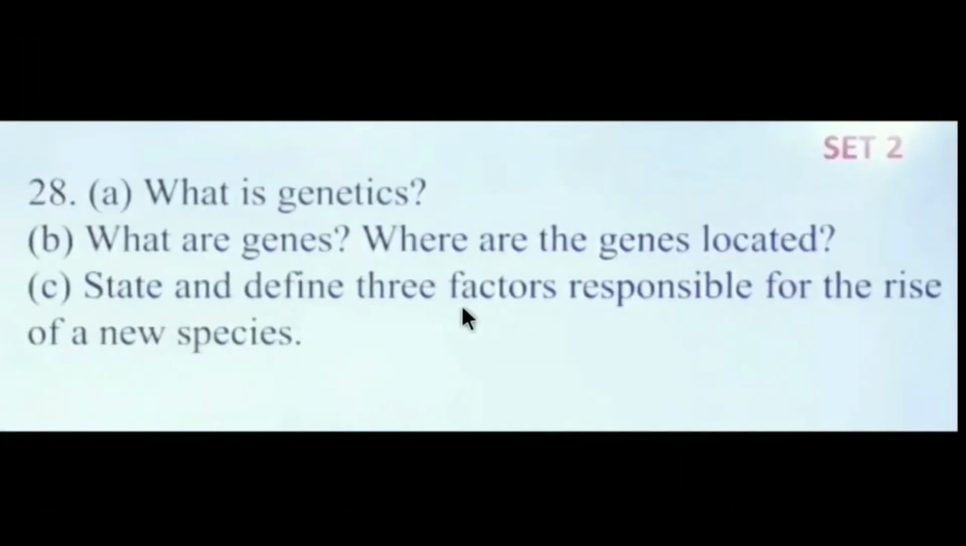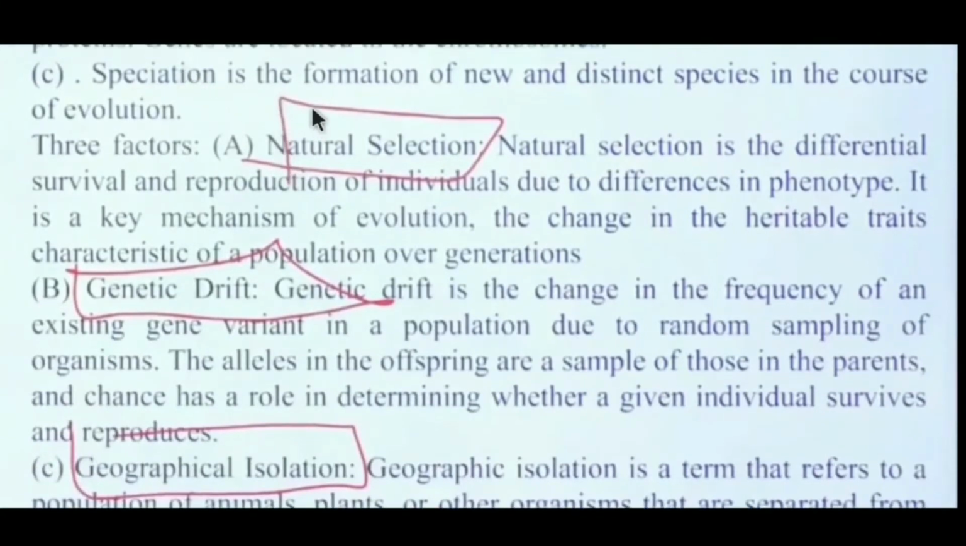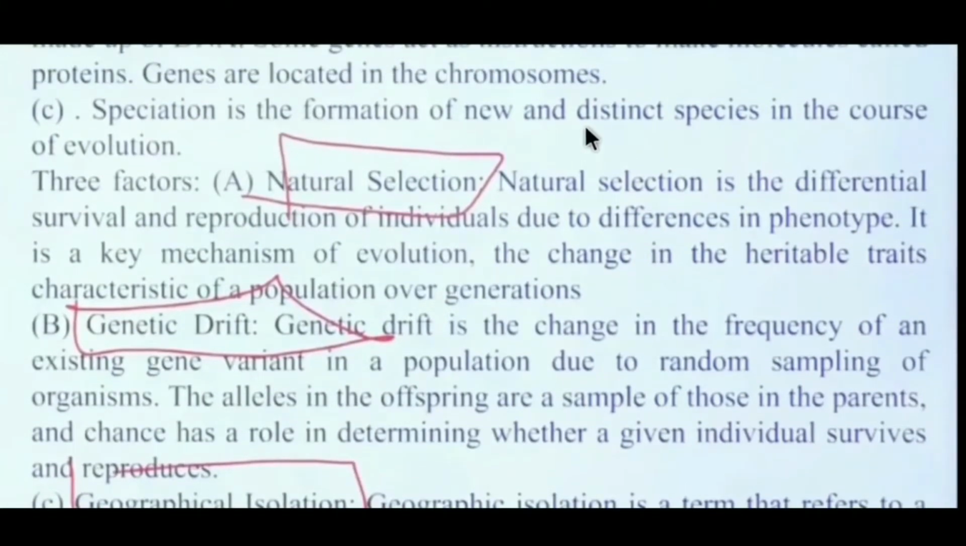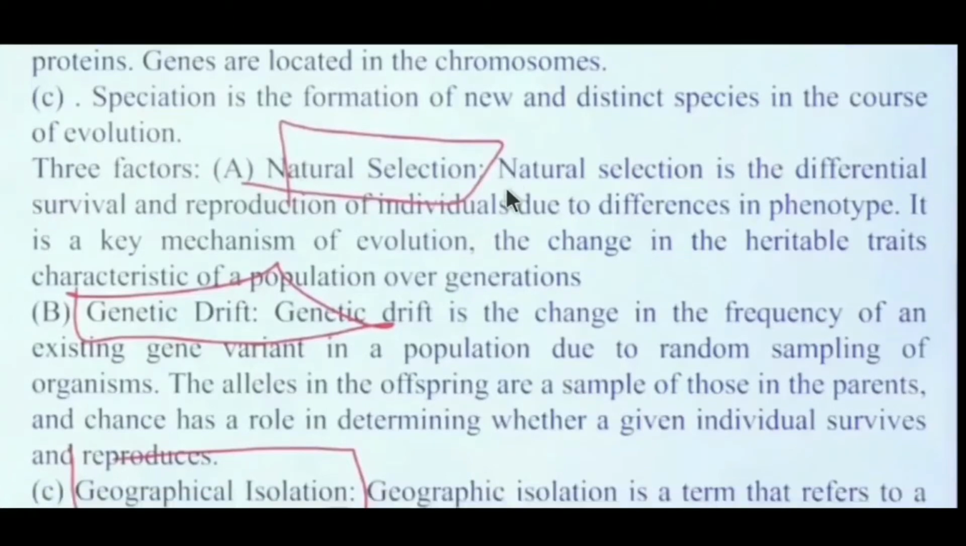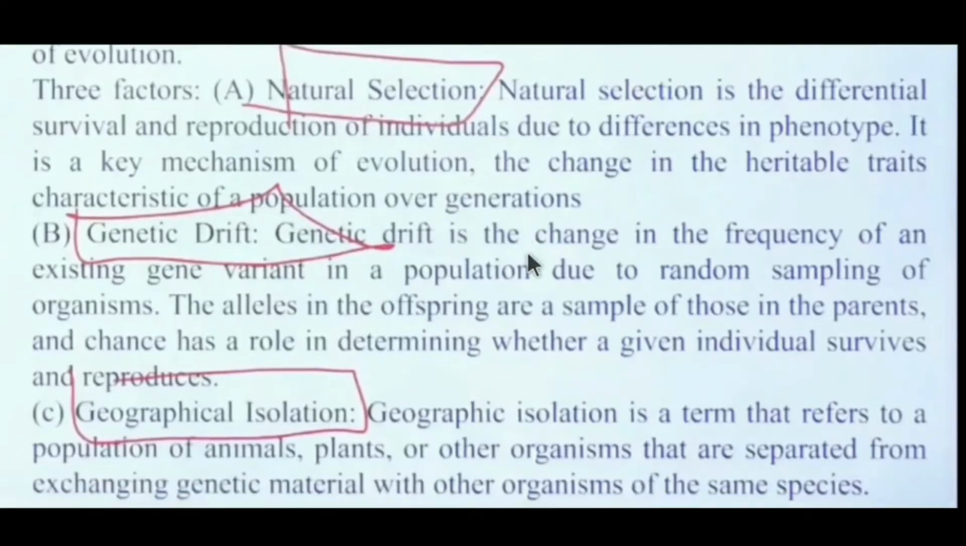Third question is, state and define three factors responsible for the rise of a new species. Answer is, speciation is the formation of a new and distinct species in the course of evolution. Three factors are, first one is natural selection. Natural selection is the differential survival and reproduction of individuals due to differences in phenotype. It is a key mechanism of evolution. The change in the heritable traits characteristics of a population over generations.